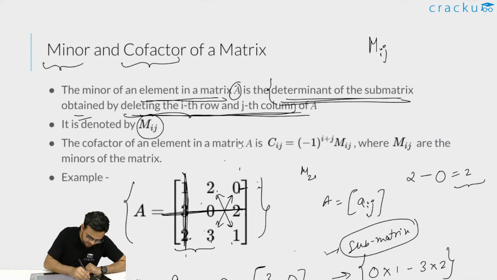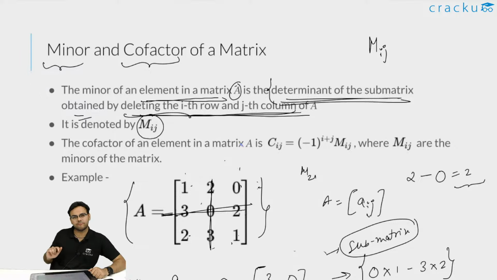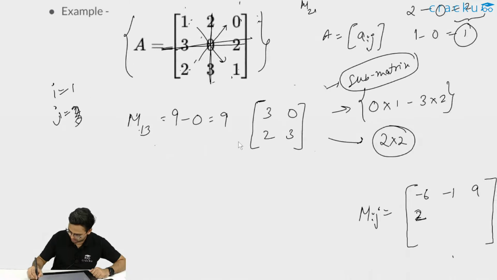Now we have to find M22. So M22 means you have to remove the second row and the second column. We are left with a submatrix of 1, 0, 2 and 1. So 1 into 1 is 1 minus 2 into 0 is 0. So 1 minus 0 is equal to 1. So this one is our M22.